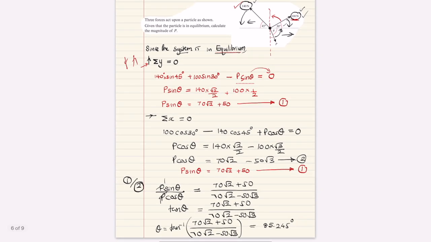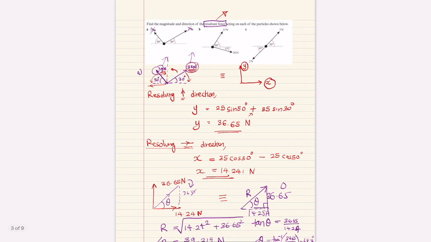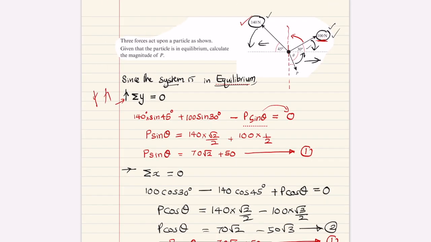I hope it is clear. So the only difference between when a system is in equilibrium and when we are finding the resultant force is that we equate all the forces in the horizontal or the vertical direction to zero if the system is in equilibrium.